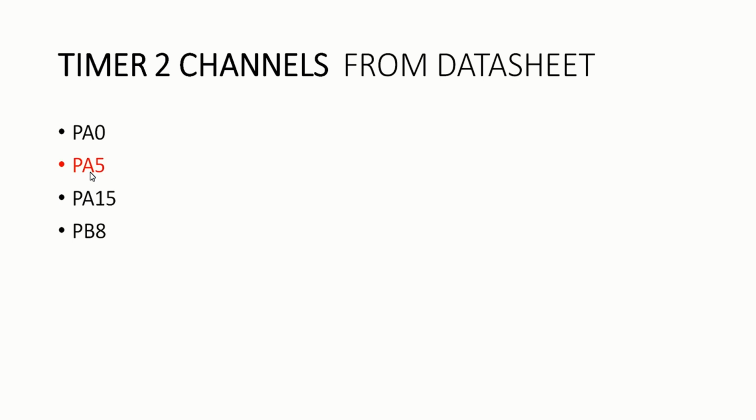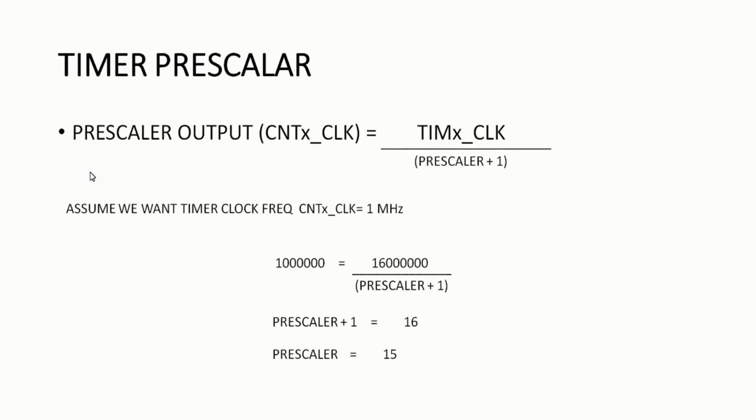We know the onboard LED available in my Nucleo F446RE development board is connected to the PA5 pin of the microcontroller. So I'm going to use this PA5 pin as timer 2 channel 1 for generating PWM signals. Initially we want to set the frequency of the timer. That can be set by the formula: prescaler output is equal to timer clock divided by prescaler plus 1. The timer clock is 16 megahertz, and the prescaler output that we require is, I just want my timer to run at 1 megahertz.